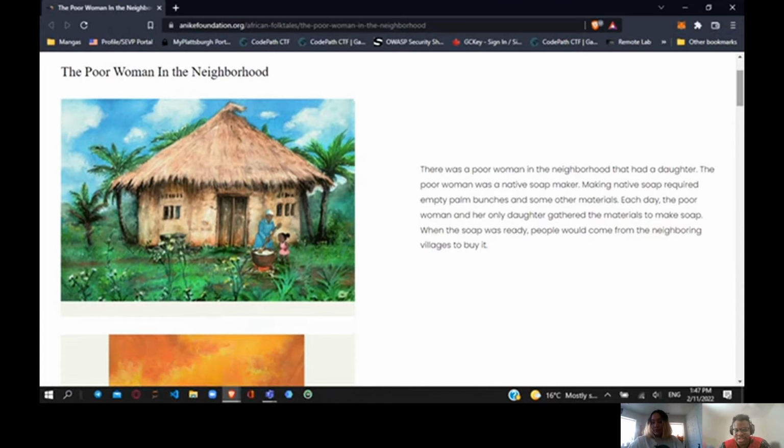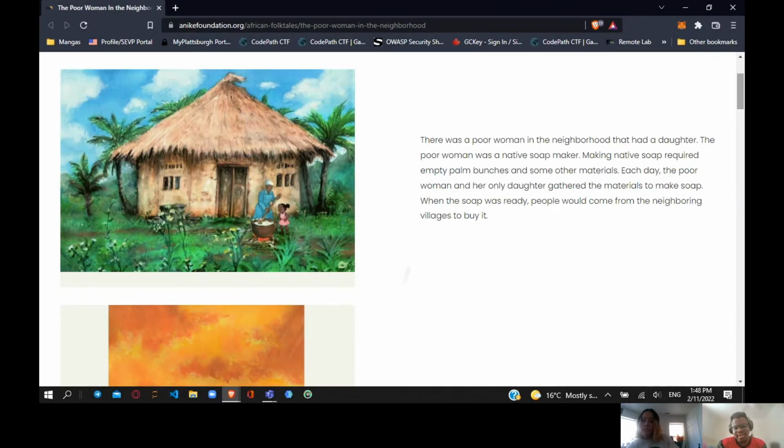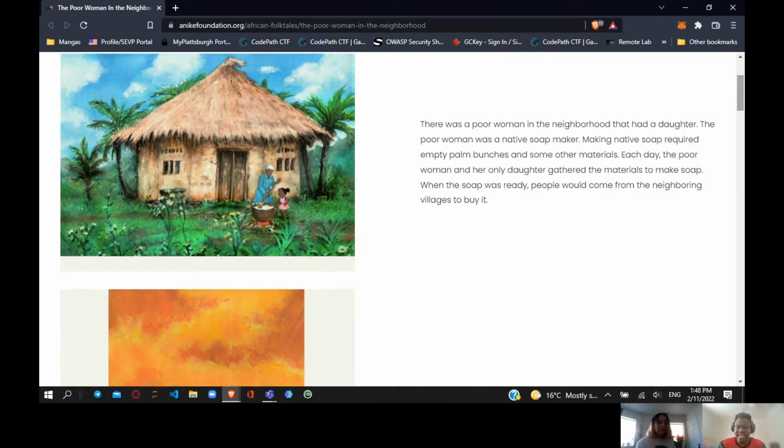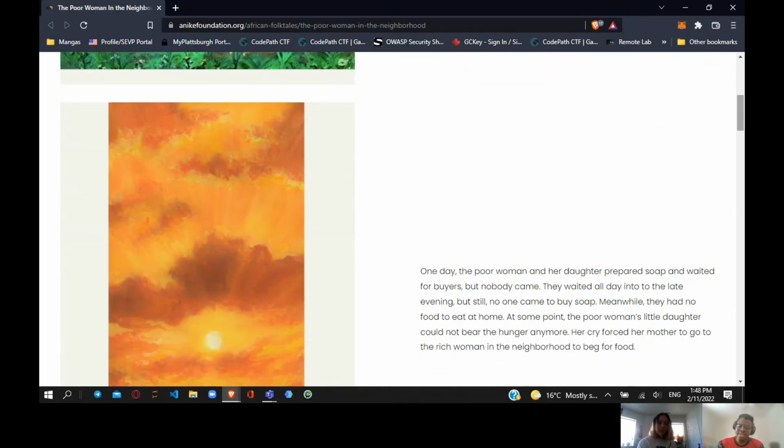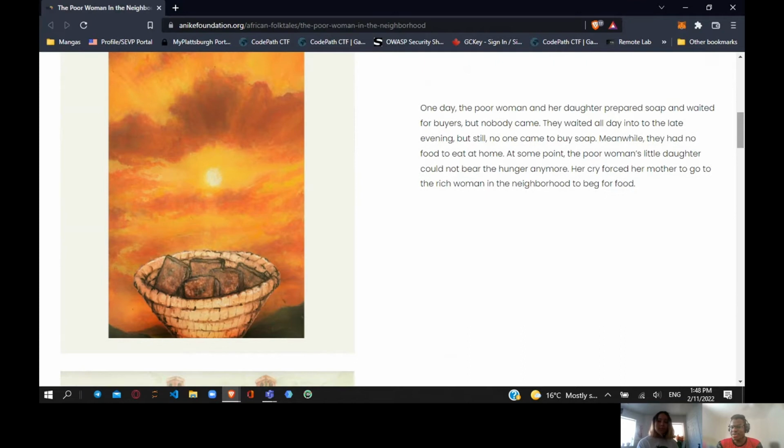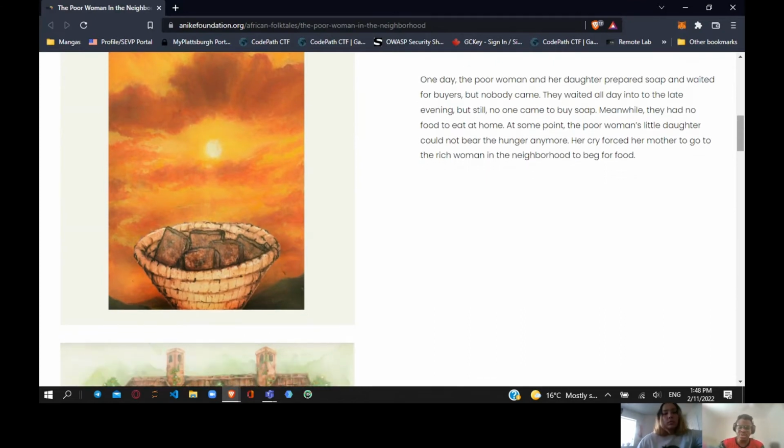So that story is actually about a poor woman in a neighborhood. A woman had a daughter who used to make native soap, which required empty palm bunches. She used to make it and sell it to the neighboring villages. And one day, that poor woman and her daughter prepared the soap and waited for buyers, but nobody came. So it was a harsh day for them, and they didn't sell any of their soap.